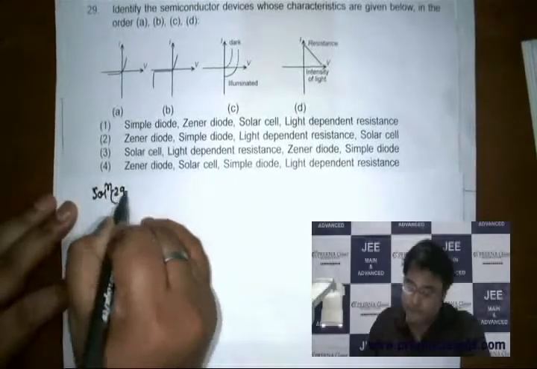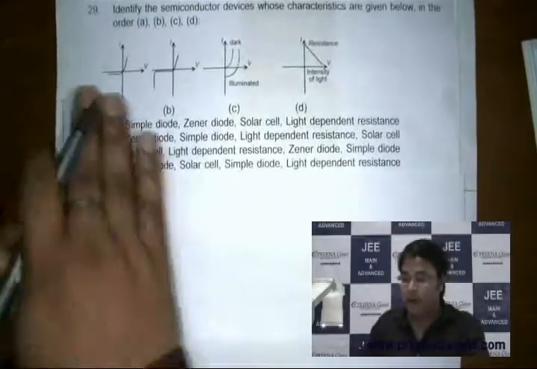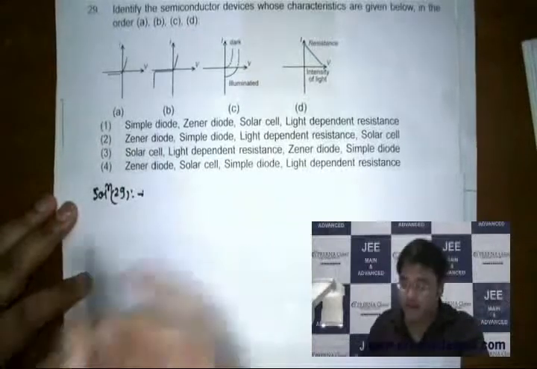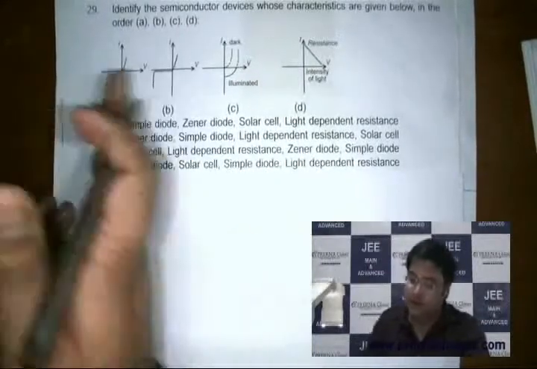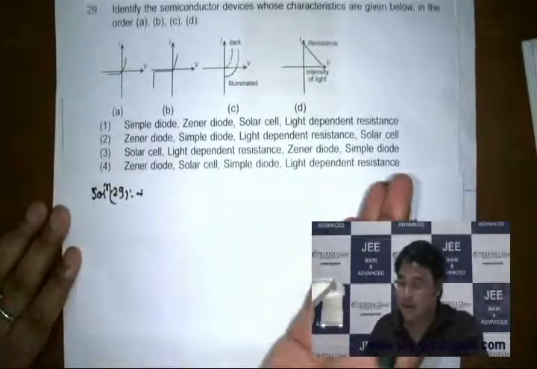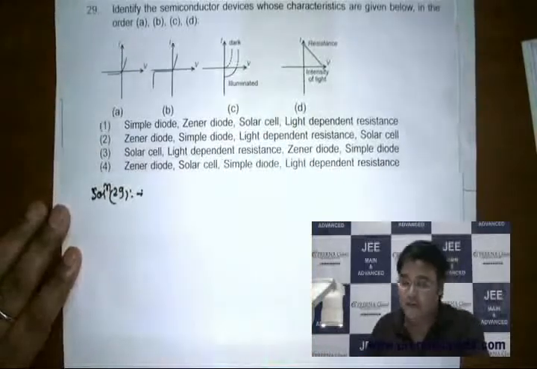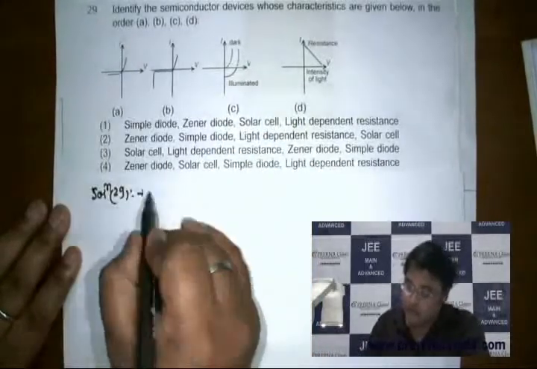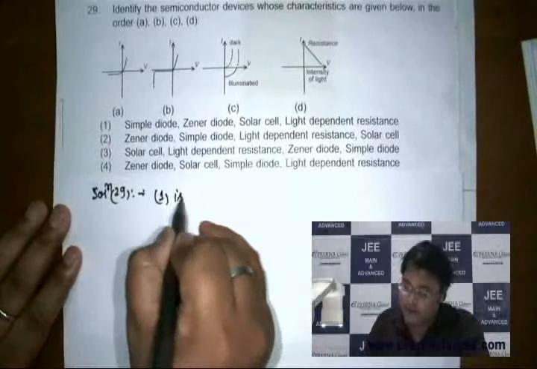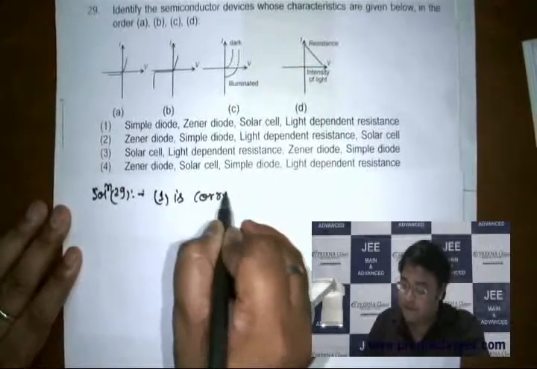Okay, next is 29. From the graph it is clear option 1 is correct, since they all represent the basic graph of I versus V. So option 1 is correct.